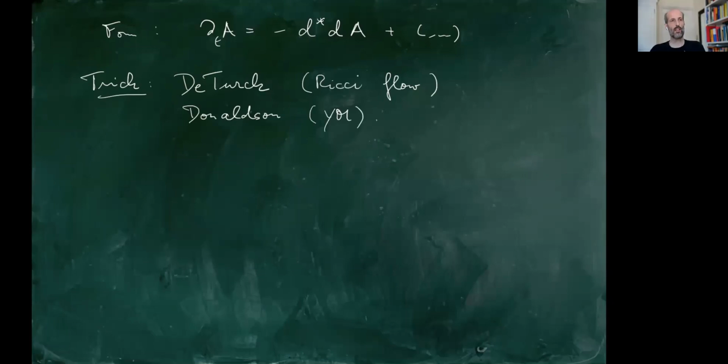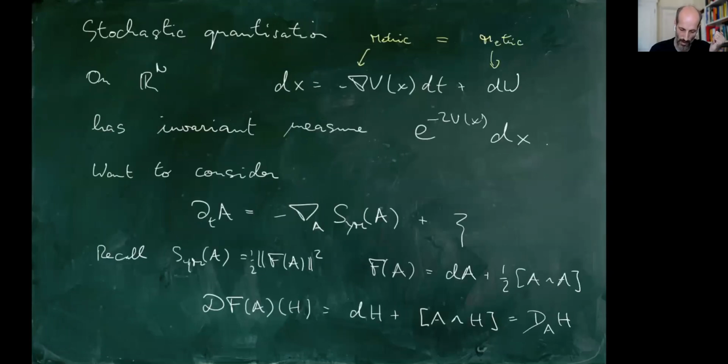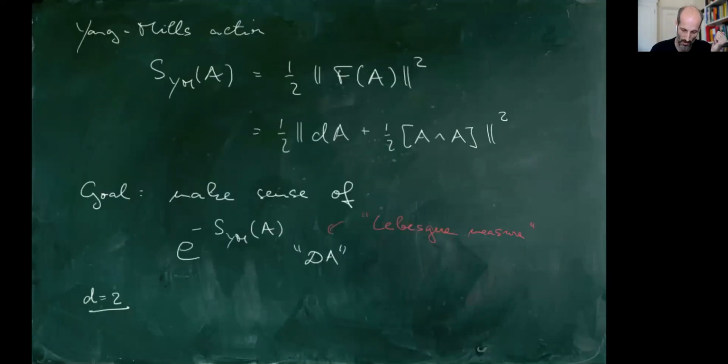And the trick is to say that at the end of the day, we really only care about our measure not on the space of connections, but on the space of gauge orbits. So this measure should be a measure on the space of connections quotiented by the action of the gauge group. Because if two connections are equivalent under the action of the gauge group, then for all practical purposes, they are the same.